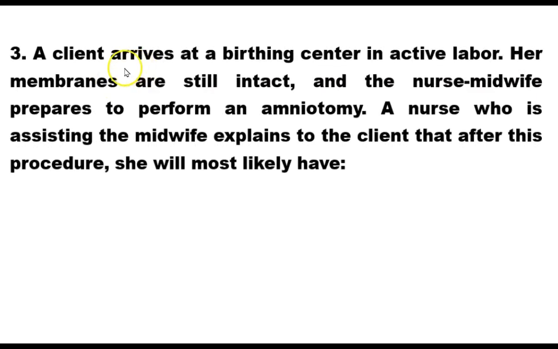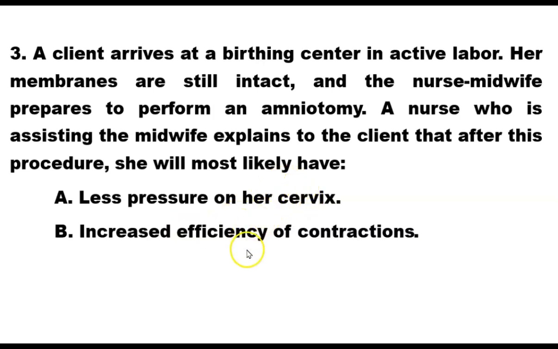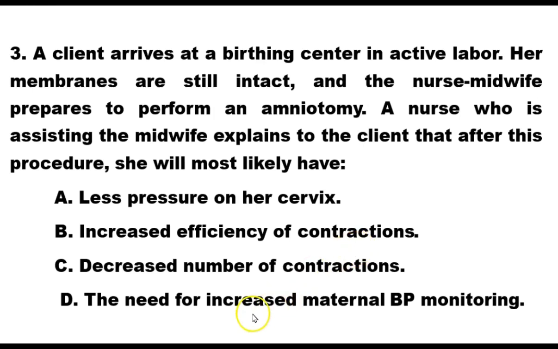Question number 3. A client arrives at the delivery center in active labor. Her membranes are still intact and the nurse midwife prepares to perform an amniotomy. The nurse who is assisting the midwife explains to the client that after this procedure she will most likely have A. Less pressure on her cervix. B. Increased efficiency of contraction. C. Decreased number of contractions. D. Need for increased maternal blood pressure monitoring.